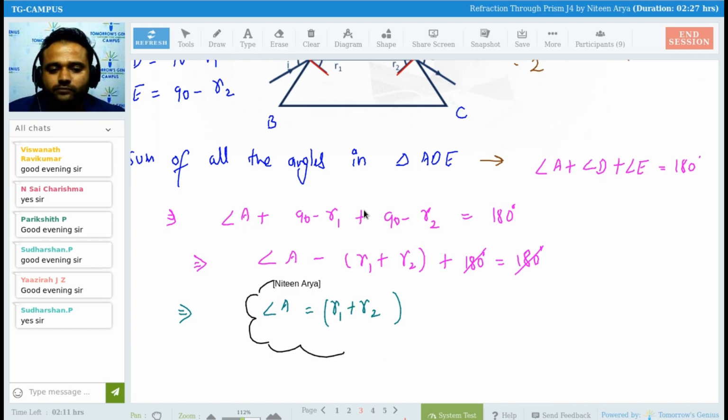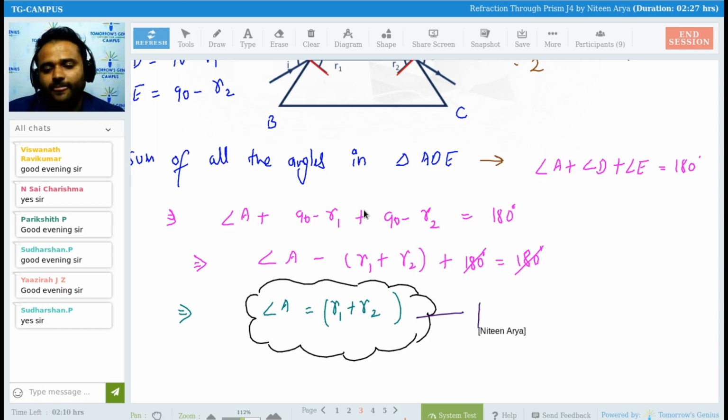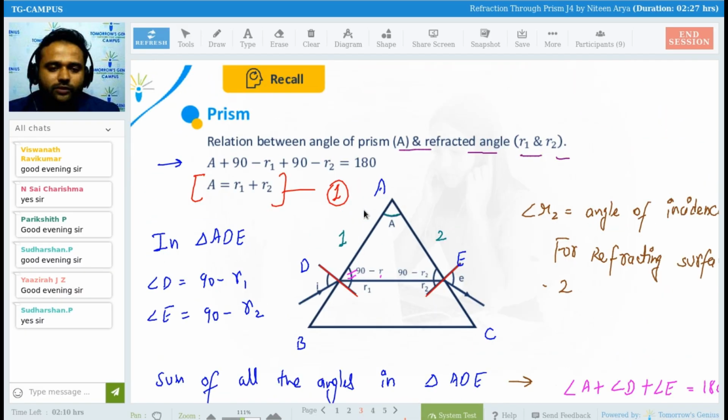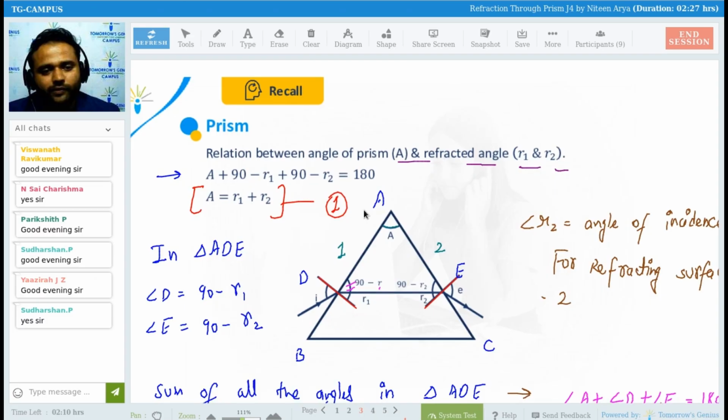We proved equation number 1 in general using this. Is this clear, beta? This is the proof of equation number 1. Is this clear now, everyone? Very easy, very simple. So angle A equals R1 plus R2 in a prism. Till now we are just doing the prism property. Nothing more we are doing.